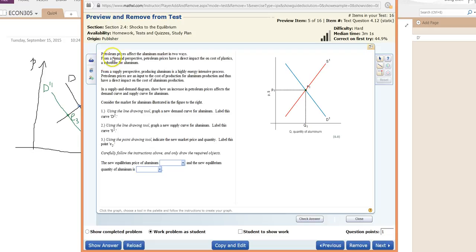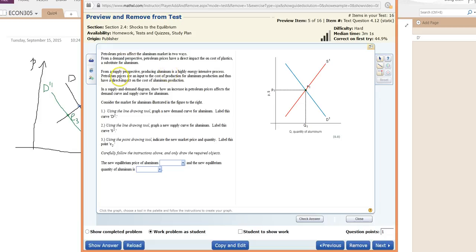Basically, let me quickly read the setup. Petroleum prices affect the aluminum market in two ways. From a demand perspective, petroleum prices have a direct impact on the cost of plastics, a substitute for aluminum. From a supply perspective, producing aluminum is a highly energy-intensive process.